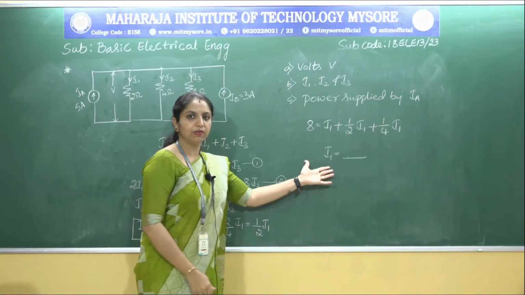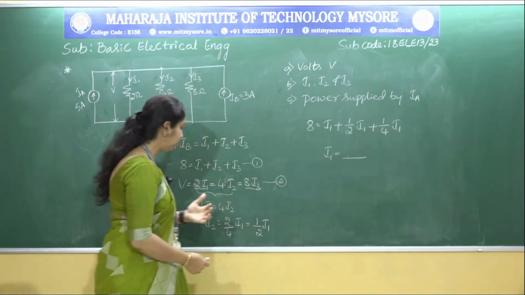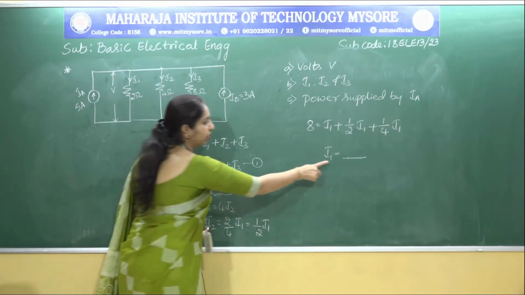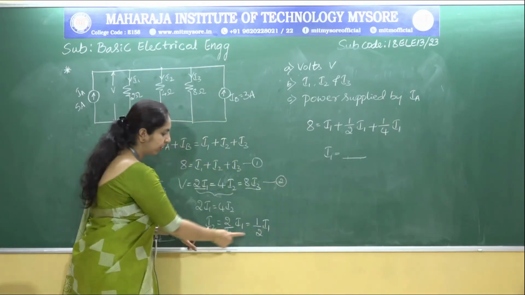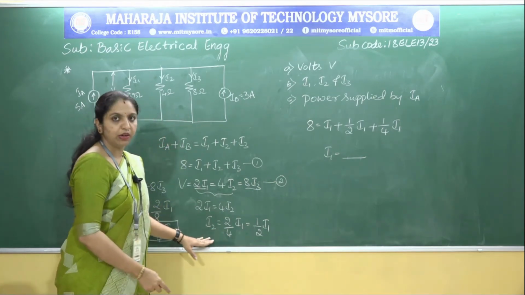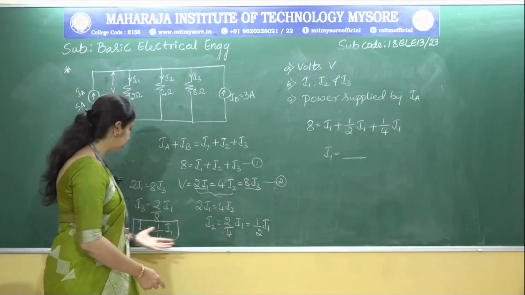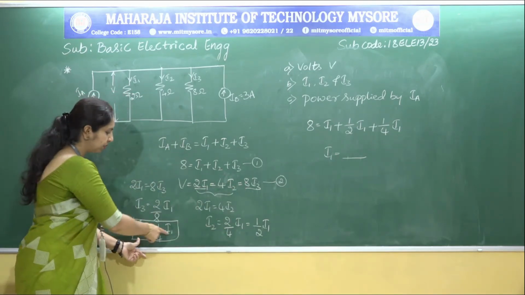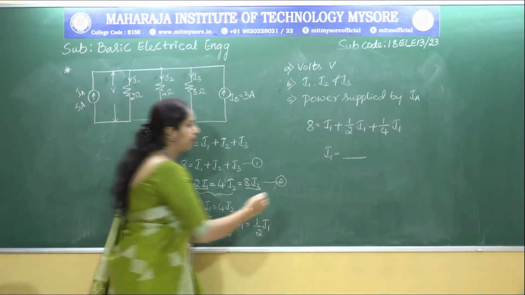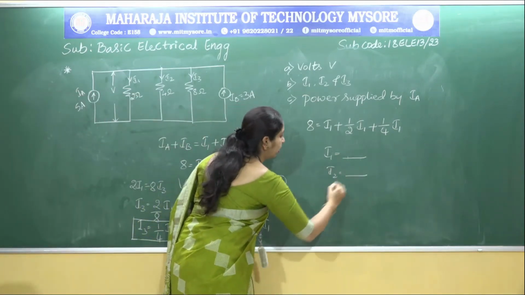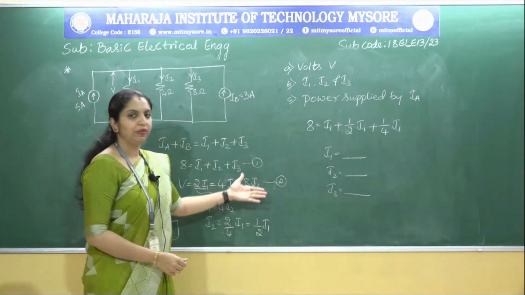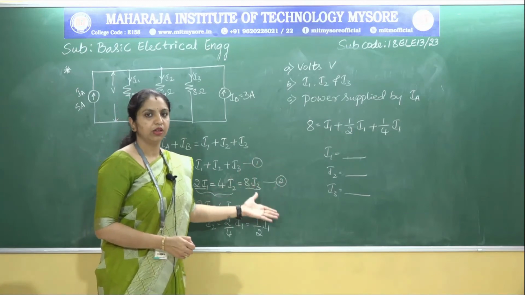And once you get the I1 value, you can substitute the I1 value here to find the value of I2. And once the I1 and I2 values are calculated, of course you can also calculate the value of I3, that is by substituting the value of I1. So in this way we can calculate the values of I1, I2 and I3.